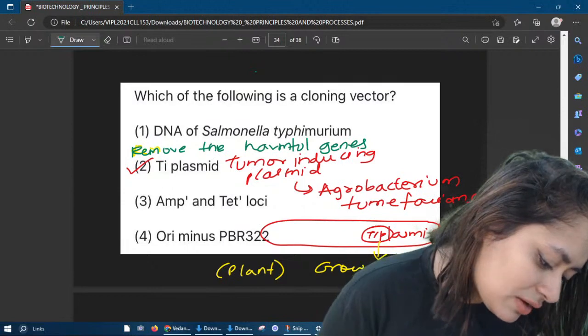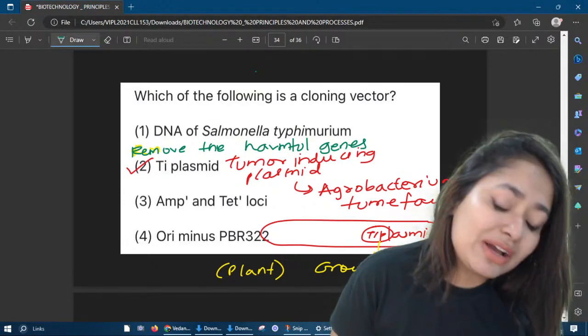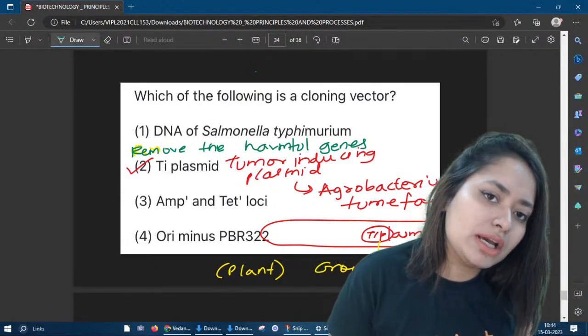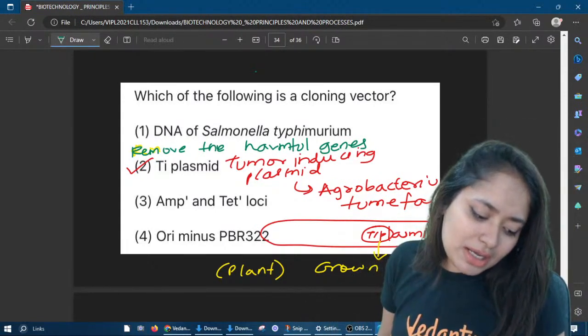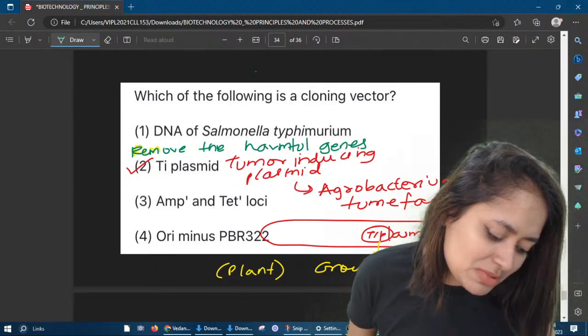In the last question, RY13 came because RY13 is the strain name of the E. coli. Strain name. Okay, perfect. Done. Next question, everybody.